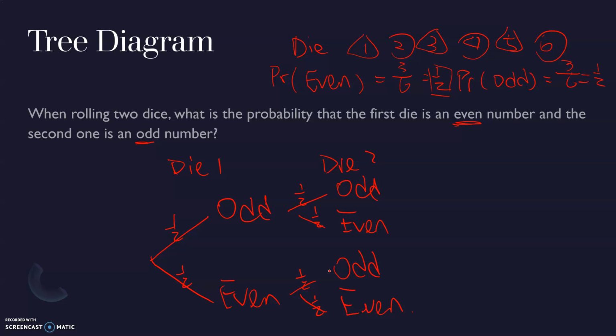So the chance that the first die is an even number and the second one is an odd number means this particular branch. The probability of that is equal to a half times a half, which is equal to a quarter, or 25%. Now, this is one of the easy examples to help you start thinking about the tree diagram.